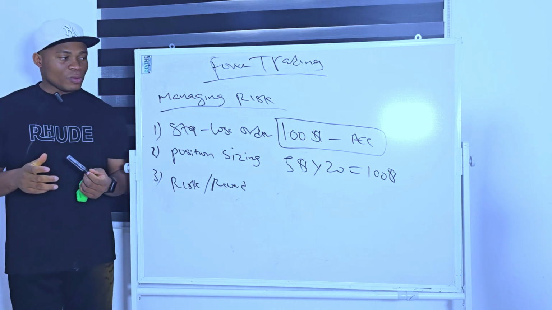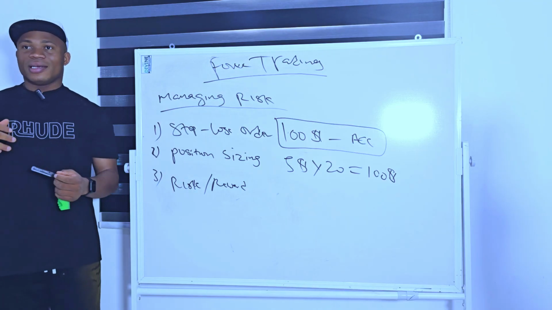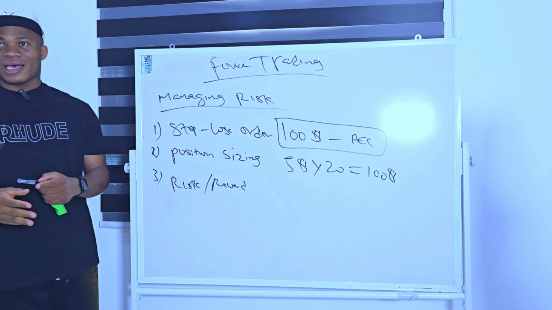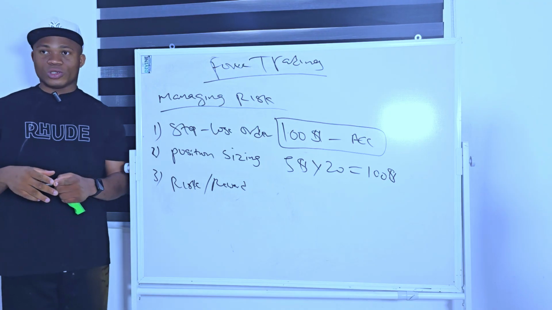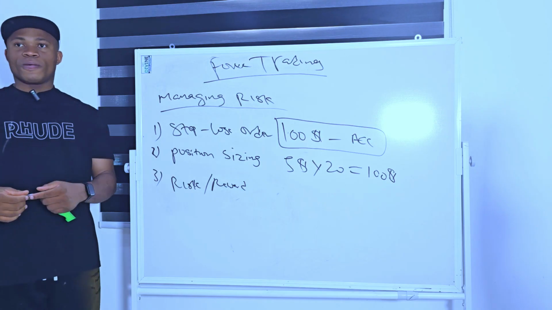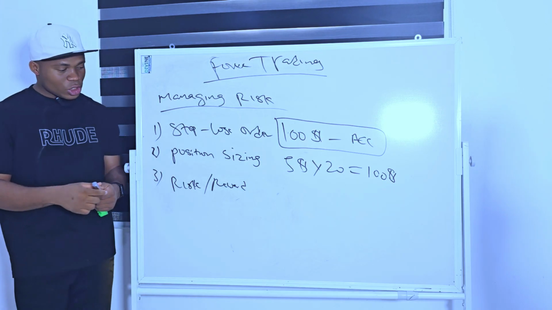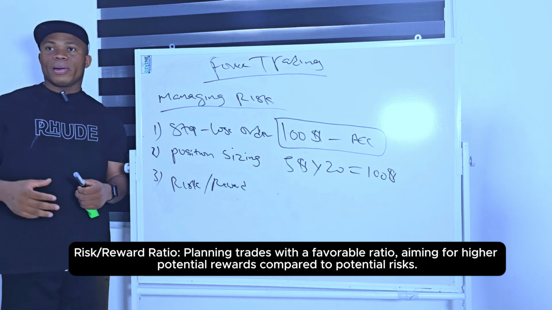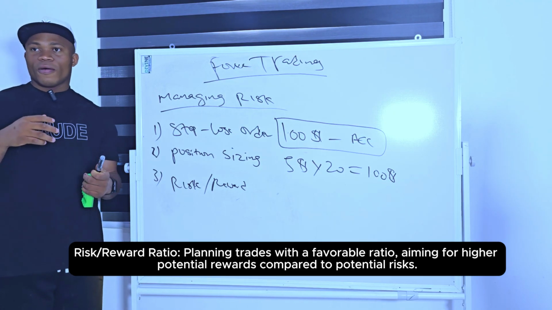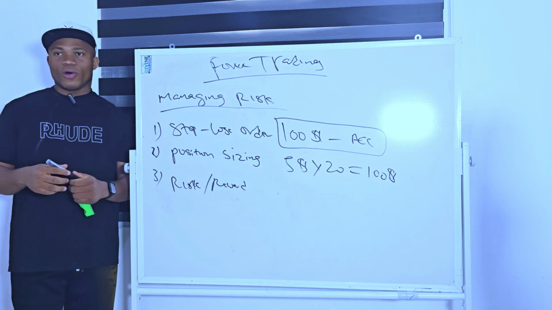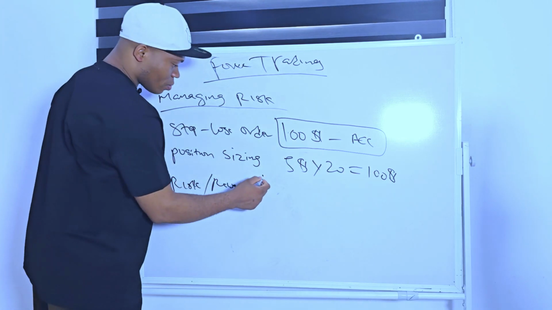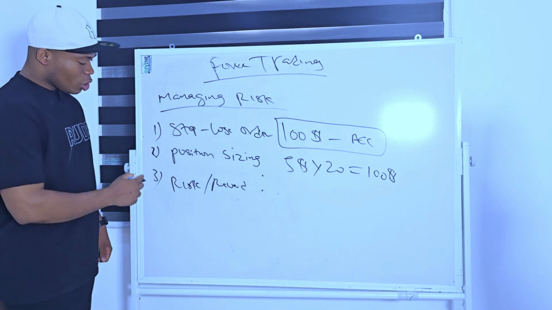That's what I say position size means: deciding how much to trade based on your account size and your risk tolerance. So we also have risk to reward. Risk to reward simply means planning a trade with a favorable ratio, for high potential reward compared to potential risk.